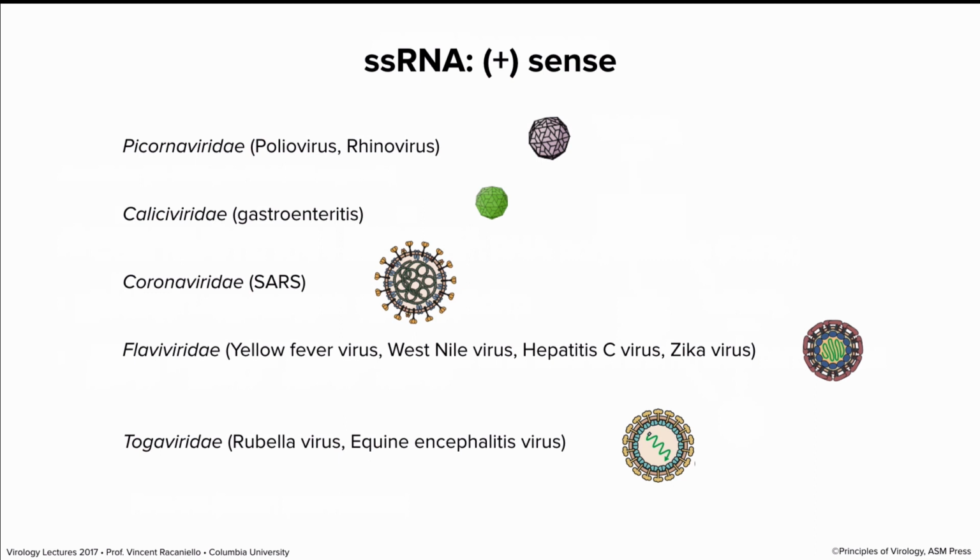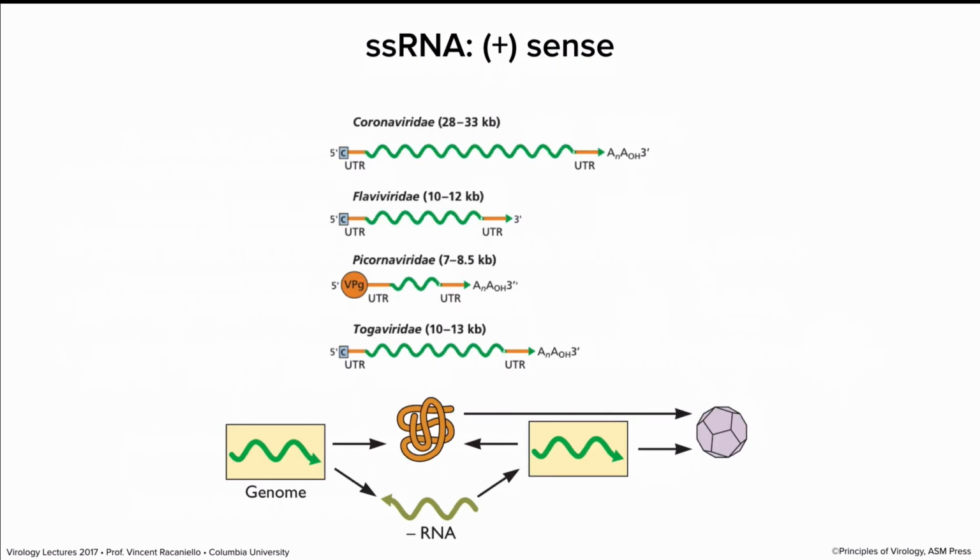Now, these all carry in their particles a plus-stranded RNA. And because it is plus-stranded and can be translated as soon as it gets in the cell, the virus does not have to have an enzyme in it. There's no enzyme in any of these virus particles because it's not needed. What happens is the RNA gets into the cell and can be immediately translated.